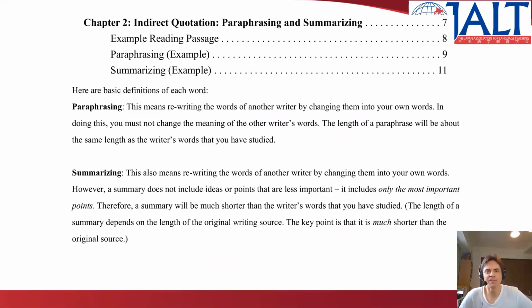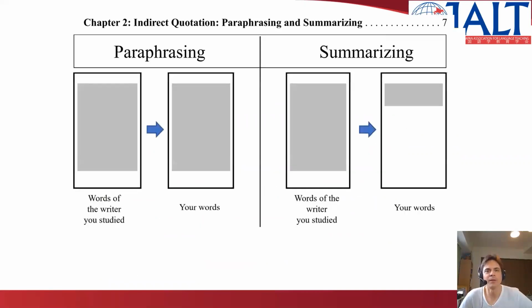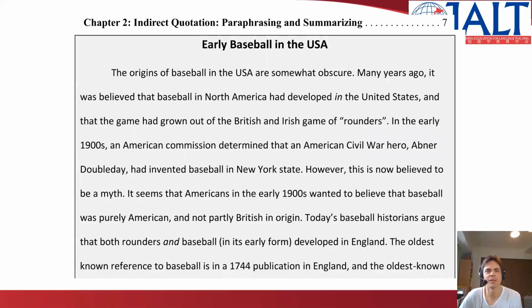Chapter 2 of the guide is about indirect quotation. So that is paraphrasing and summarizing. There's an illustration like this to show students the basic physical layout difference between the two. And then there's a source text, which in this case is about baseball in the United States, the origins of baseball. This example text is about 400 and some words long.